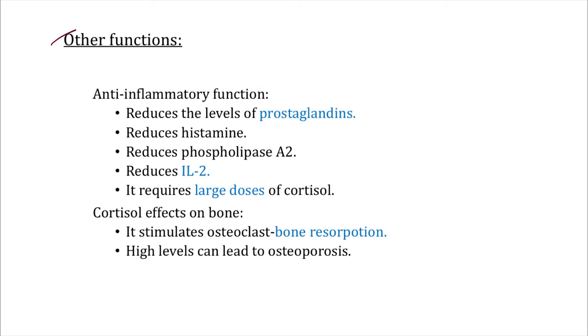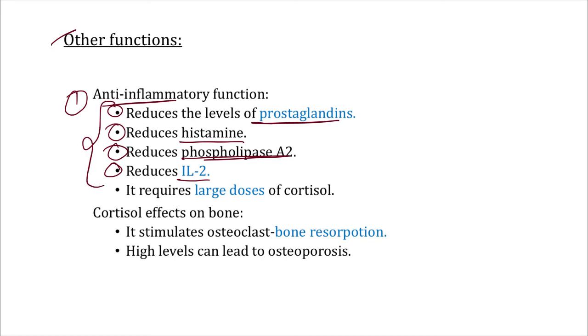Very important. So with this important note, after metabolism, now we will see the other functions of cortisol. What are the other functions of cortisol? The first function is the anti-inflammatory function. How? Cortisol reduces the levels of prostaglandins, inflammatory mediators. Also, it reduces the levels of allergic substances like histamine. Not only this, cortisol also reduces the levels of phospholipase A2, another very important inflammatory mediator. And lastly, it reduces the levels of interleukins, IL-2, interleukin 2. These actions of cortisol require large doses of cortisol.